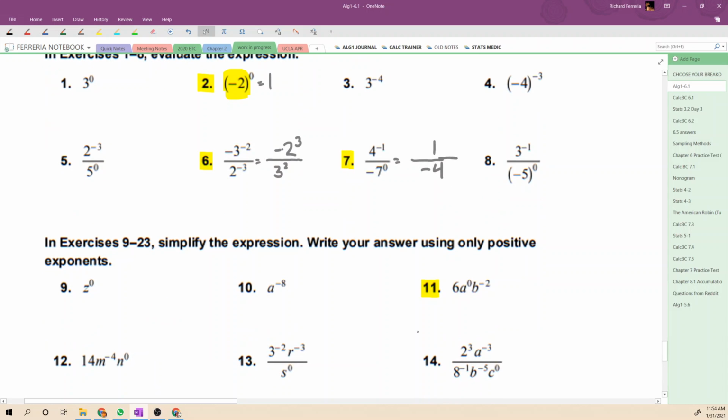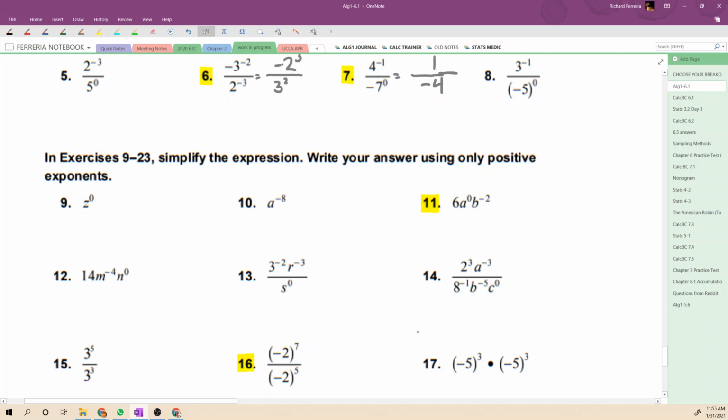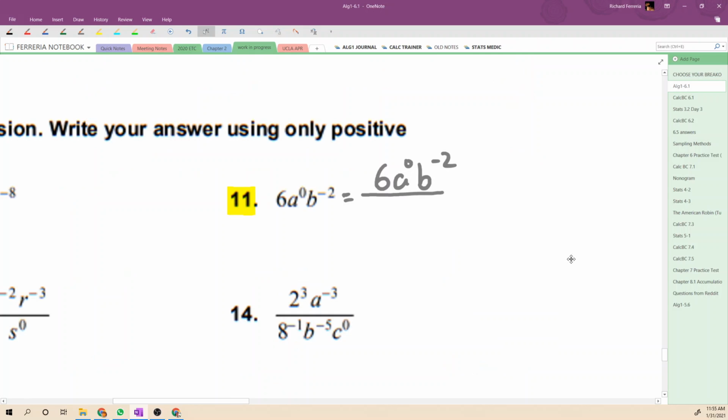Moving on to number 11, we've got 6 times a to the 0 multiplied by b to the -2. Now I see that negative power, and that immediately makes me think I should put a fraction bar on here and just rewrite everything. 6 a to the 0 b to the -2. I'm going to go factor by factor here and figure out if I need to do anything to it.